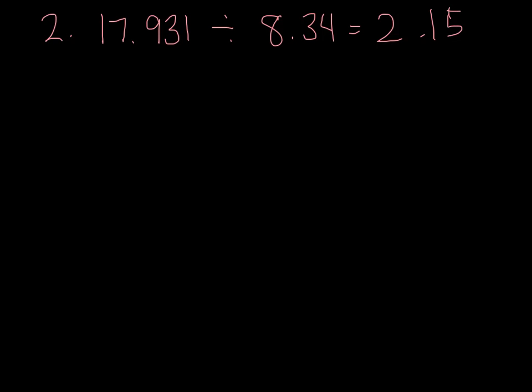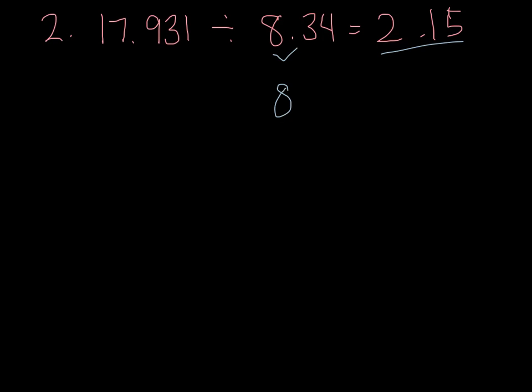Number 2. 17 and 931 thousandths divided by 8 and 34 hundredths equals 2 and 15 hundredths. Again, we have to tell if this is a reasonable answer, and how we're going to figure that out is by estimating. Okay, so first off, I'm going to look at my second number because I just think that's easier. 8 and 34 hundredths, let's round it to 8. I like 8, it's a nice, easy number to work with.